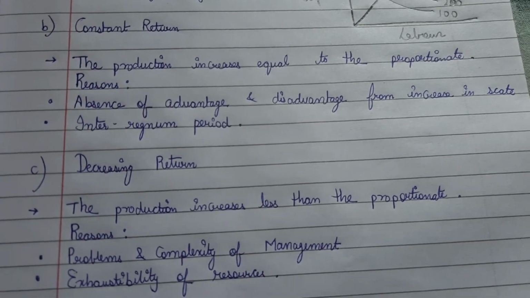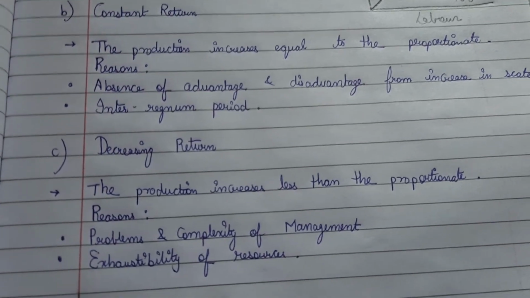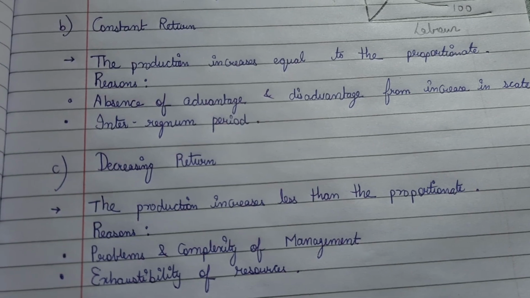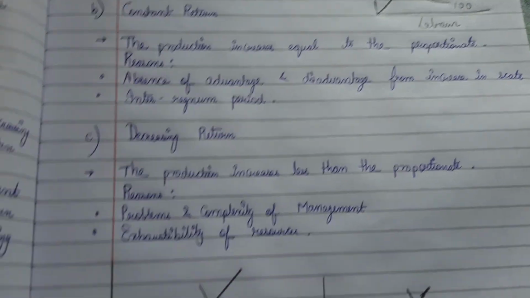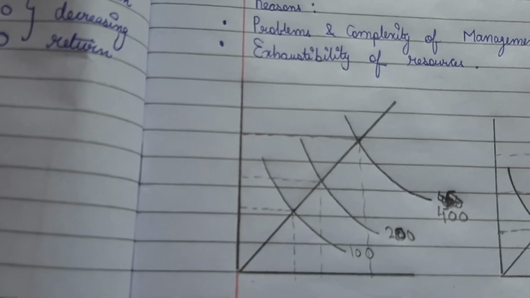And here's the decreasing return. The production increase is less than the proportionate. The possible reasons can be problems in complexity of management and exhaustibility of resources. And this is the respective plot.